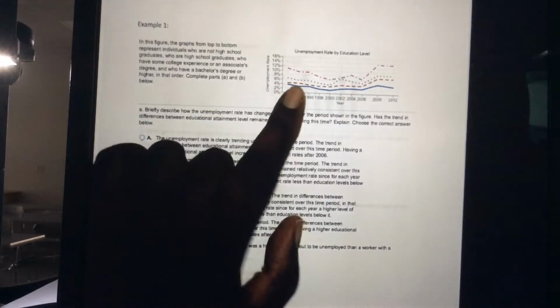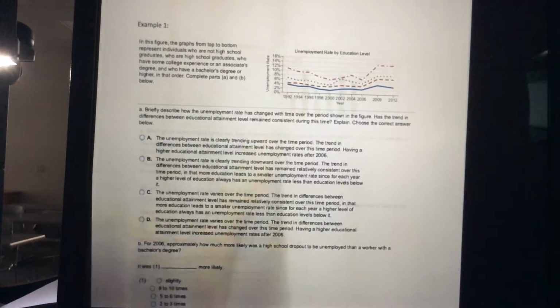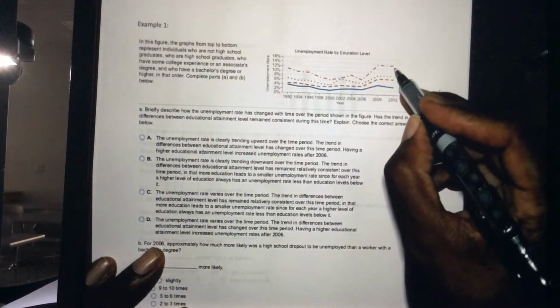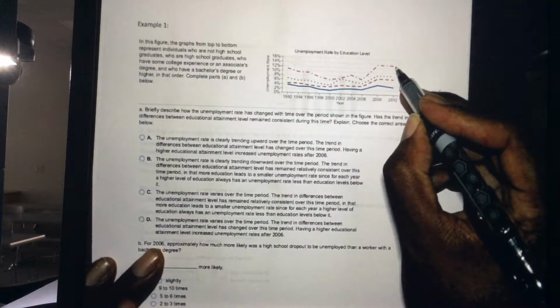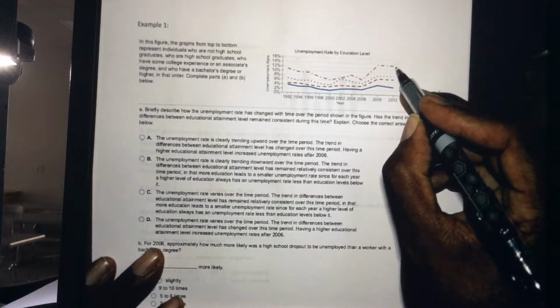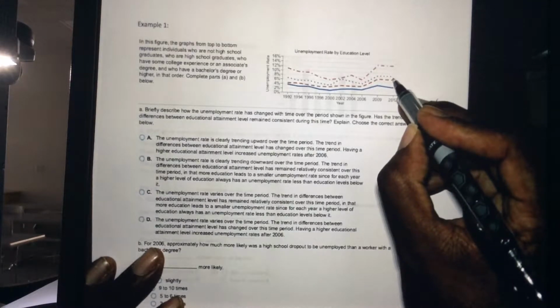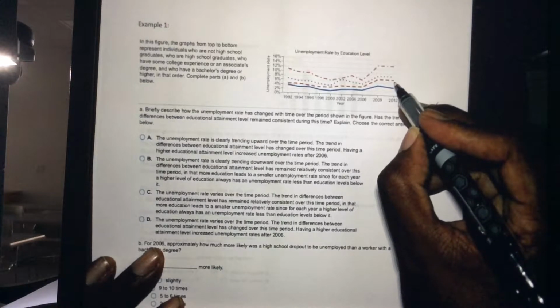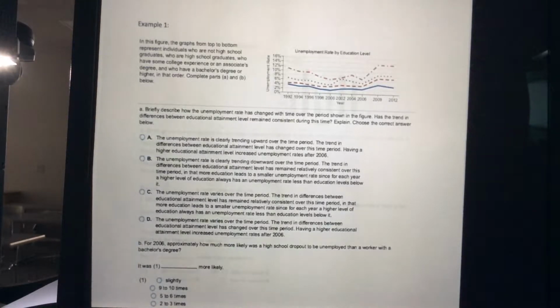Now this is what the graph looks like here. And in this case here, from top to bottom, this one is going to be individuals who are not high school graduates. This next one will be high school graduates. This next one has some college experience or an associate's degree. And then the last one has a bachelor's degree or higher. Now we're going to use that to answer parts A and B as I mentioned.